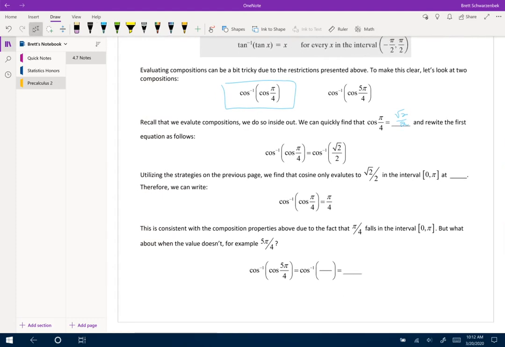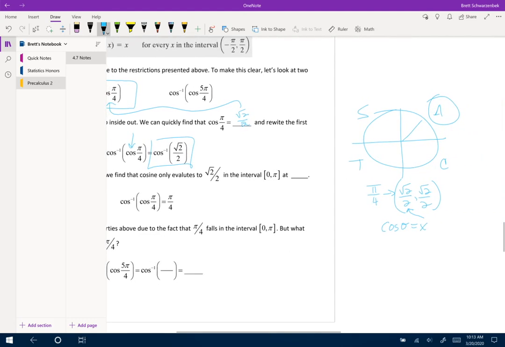We can now take root 2 over 2 and replace the cosine of pi over 4 in this setup. So here it becomes root 2 over 2, which means we end up with this. Okay, so what do we do now? Now we want to find the cosine inverse of root 2 over 2. Remember, we're back to the problems on the previous page.